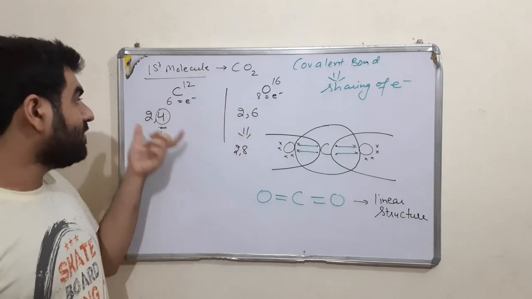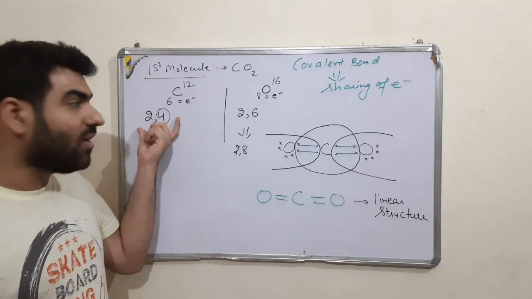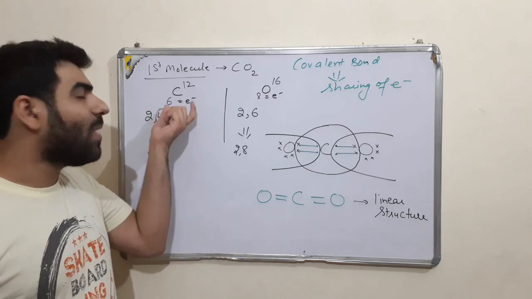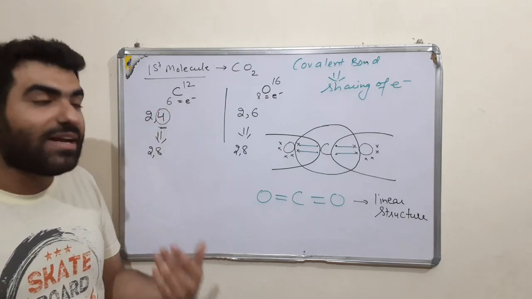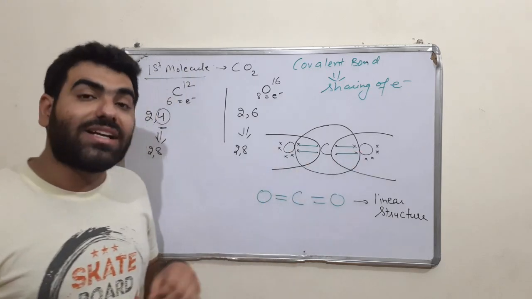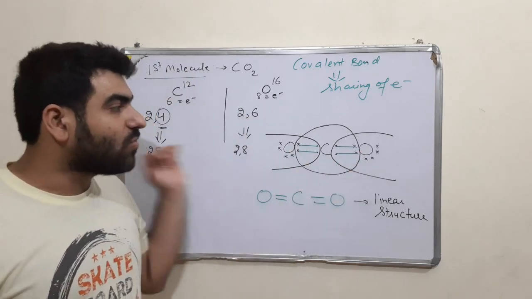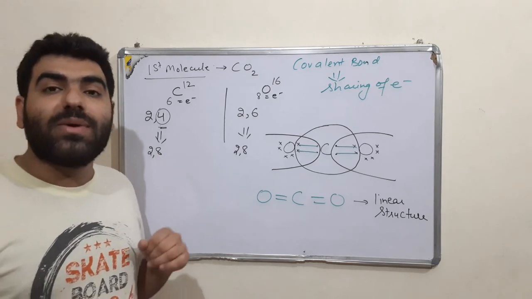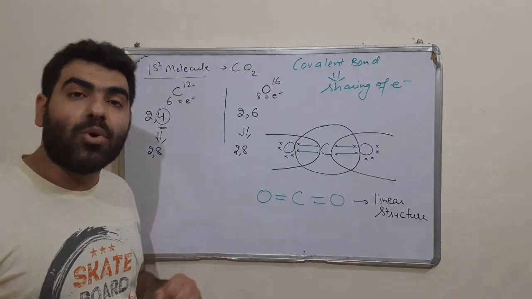The process is the same. First write the electronic configurations, then see whether one element or one atom is deficient of how many electrons, then adjust the atoms accordingly. All right, so this was all about the molecule of carbon dioxide. So in the next part we'll start with the molecule of ammonia.